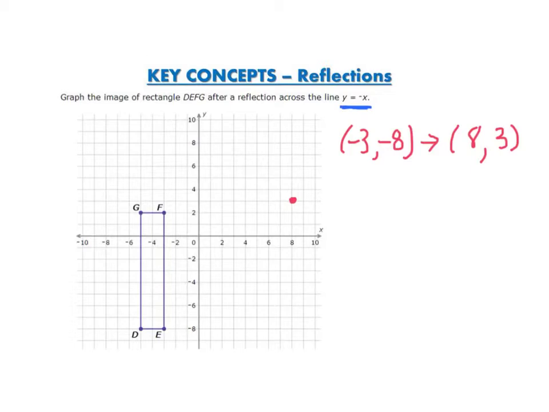So every one of those points, I'm going to mark the point down, reverse the signs, and flip and exchange or swap, whatever you want to say, the x and the y values. So D is at -5, -8, which becomes 8, 5, which is up here.